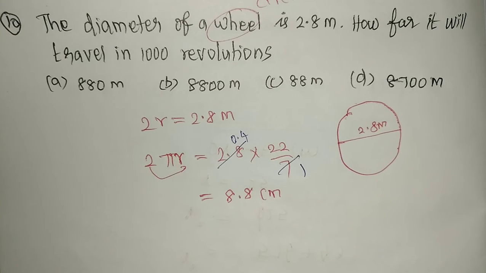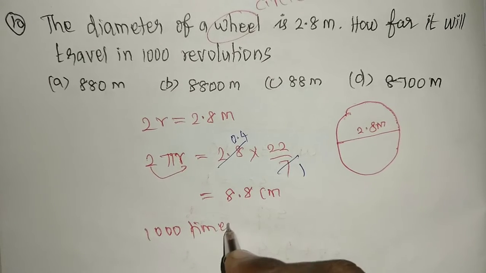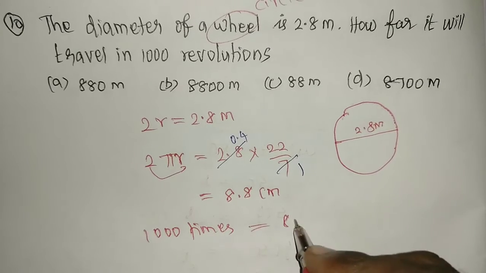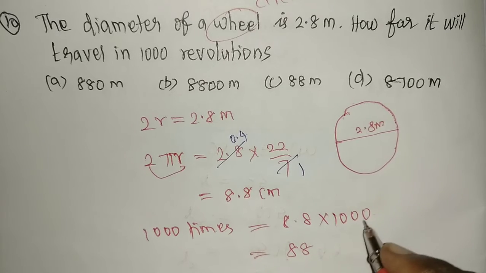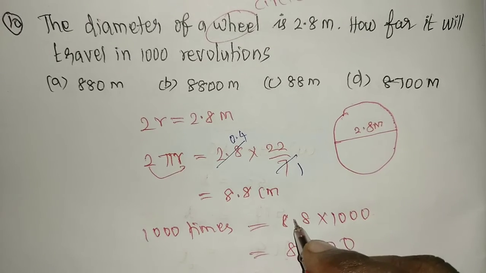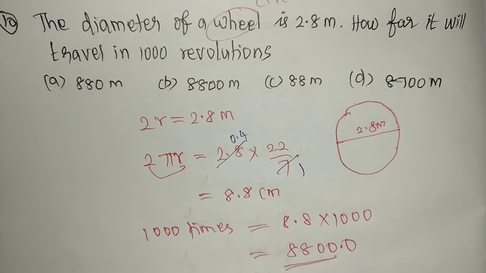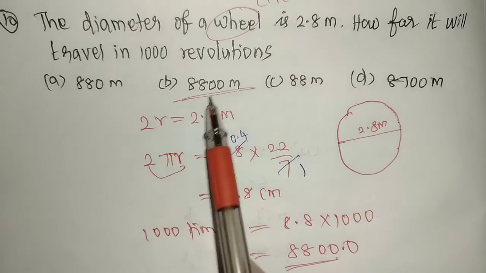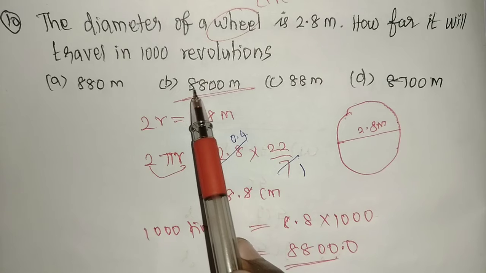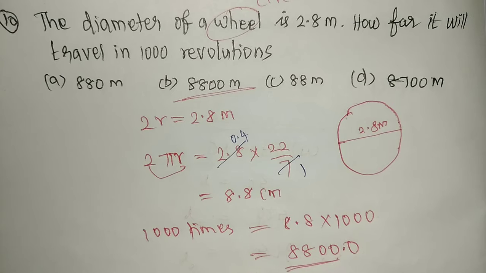This is one revolution, but they asked for 1000 times. Just multiply it by 1000. So multiplying by 1000 gives 88,000, but after one digit we need to put the decimal point, so the 0 will go. So after 1000 revolutions it has traveled 8,800 meter. That's it. That means 8 kilometer 800 meter, like that it is meaning.